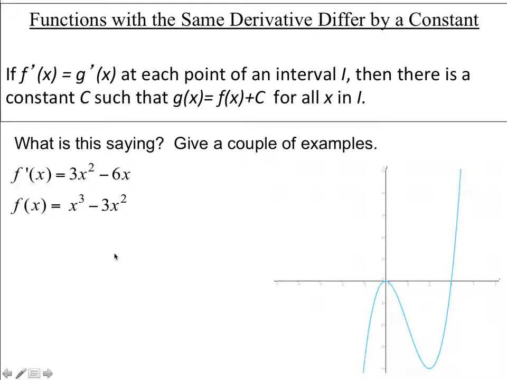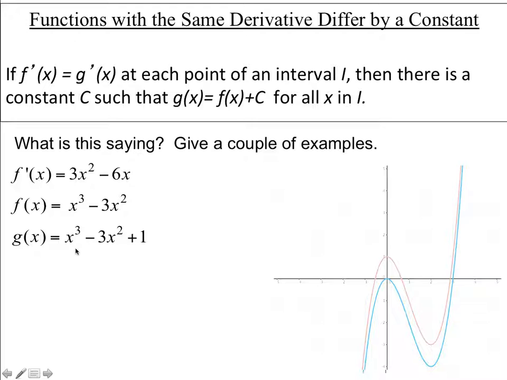But is it the only possibility? Couldn't I have said it was this? Because if you look at this function and differentiate it, you also get this. You also get 3x squared minus 6x. So the fact that I have a plus 1 at the end changes the function, but it doesn't change the values of the derivatives. If you look at the blue graph and the red graph, we can see that the slopes are the same everywhere on those graphs. It's just that the red graph is shifted up 1. It's got an offset.